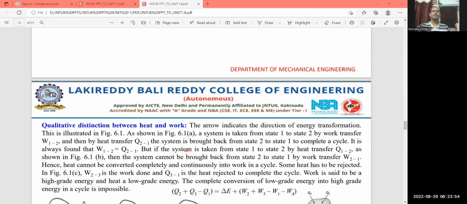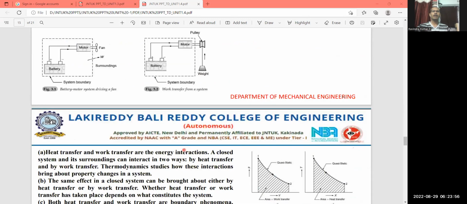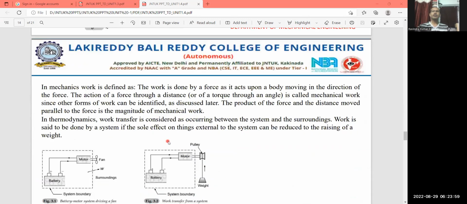Next, work. So what is meant by work? Work is done by a force as it acts upon a body moving in the direction of the force. The action of a force through a distance is called mechanical work. Other forms of work can be identified, but we will discuss them in the next stages. The product of the force and the distance moved parallel to it is called mechanical work.